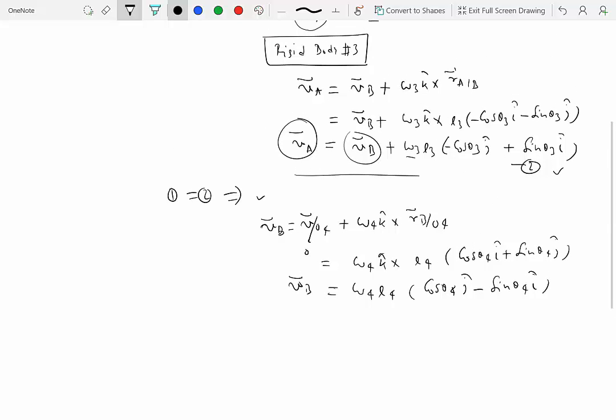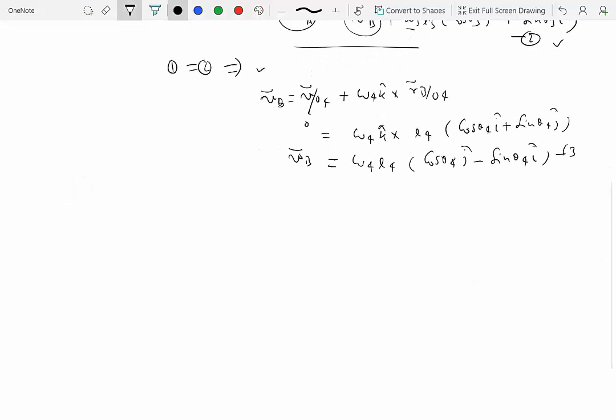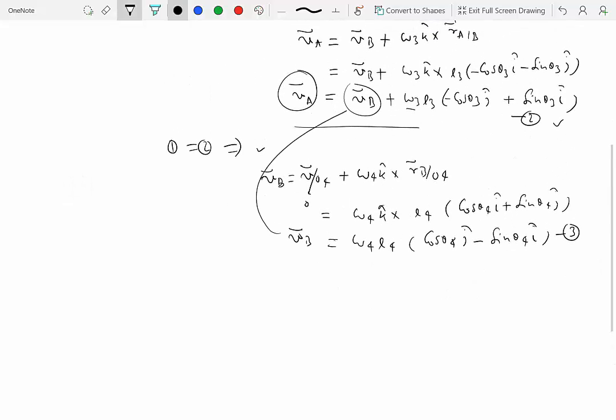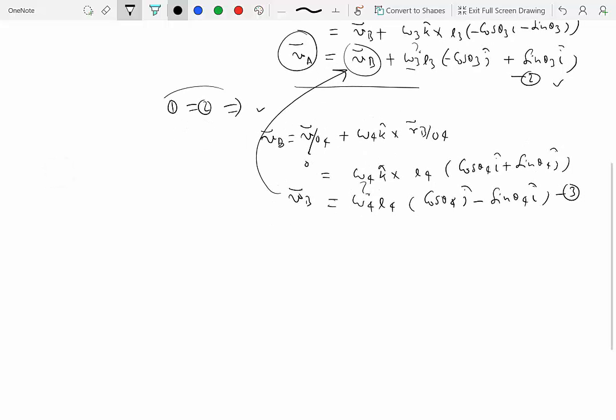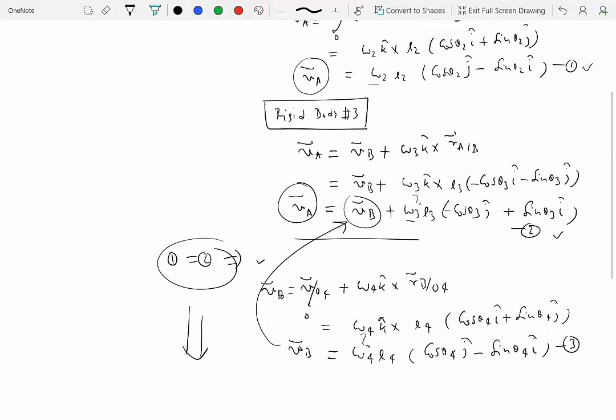Now we can take this velocity of B, let's call it equation number 3, and substitute in here in 2. If we do this, then on the right hand side of equation 2, we will have omega 3 as an unknown, and we will also have omega 4, right? Now we can equate 1 and 2. So this is what we will do now. All right, let's do that. So first let me write 1 from here.